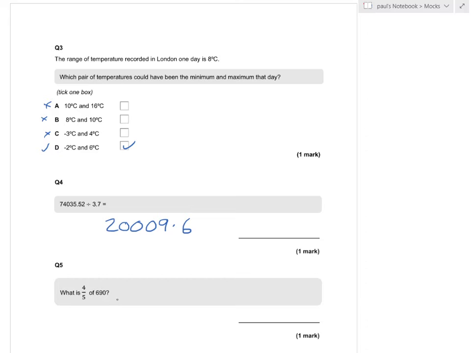What's 4/5 of 690? So we're just going to do 4/5 times 690. So we can do 4 divided by 5 and then times that by 690, which is 552.